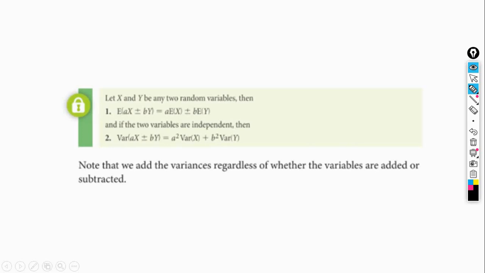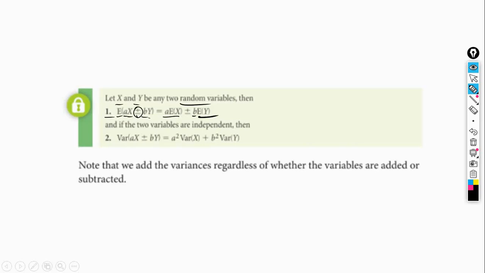Now notice that if x and y are any two random variables, then number one, the expected value of a constant a, times a random variable x, plus or minus a constant b times the random variable y is going to equal a times the expected value of x plus or minus, depending on this here, the constant b times the expected value of y.